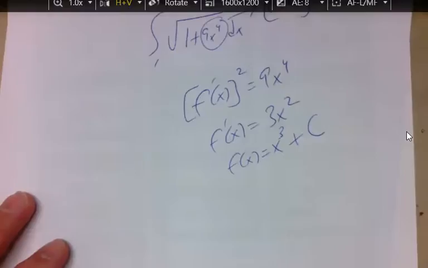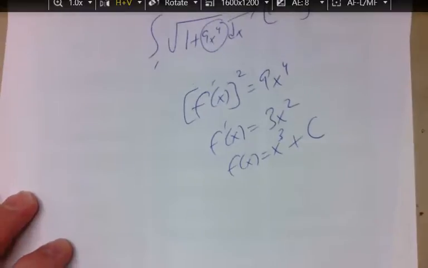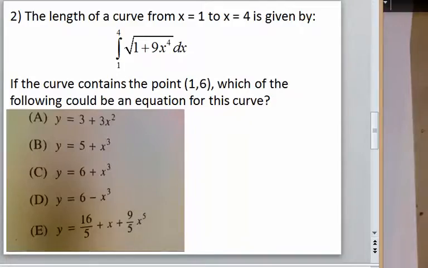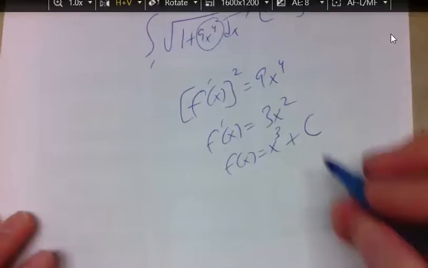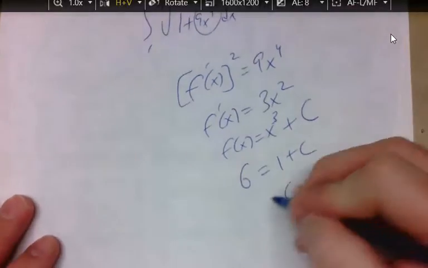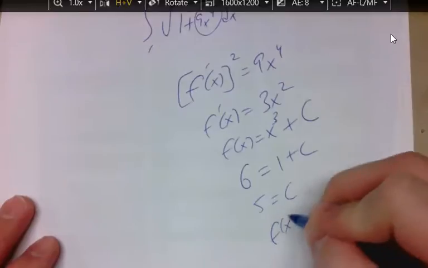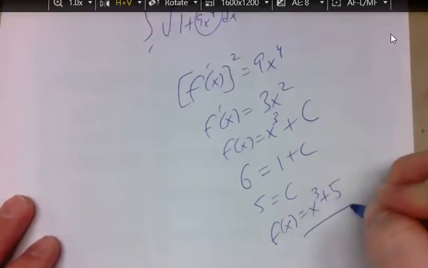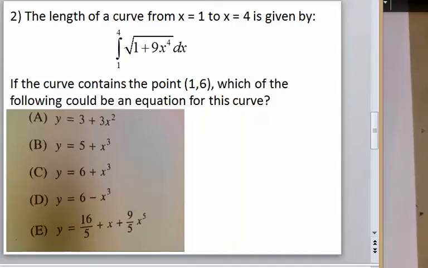Plus c. All right, and then I think they give us some kind of initial condition, right? The point has to contain 1, 6. All right, well, that's how we get our c. So 1, 6, so 6 equals 1 plus c. So c equals 5. So f of x must have been x cubed plus 5, which, if we go back to our choices, was b, which is correct. That could have been the equation for the curve.